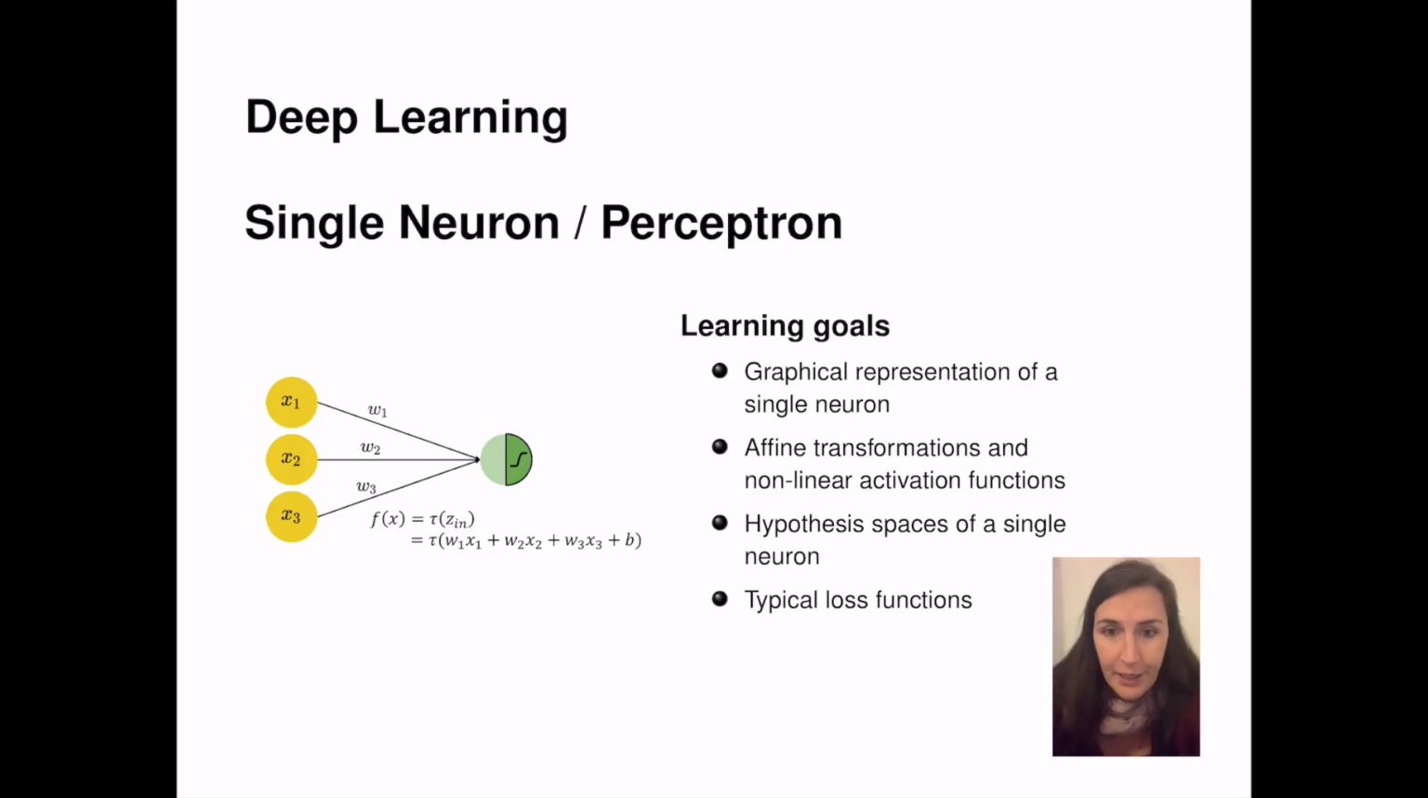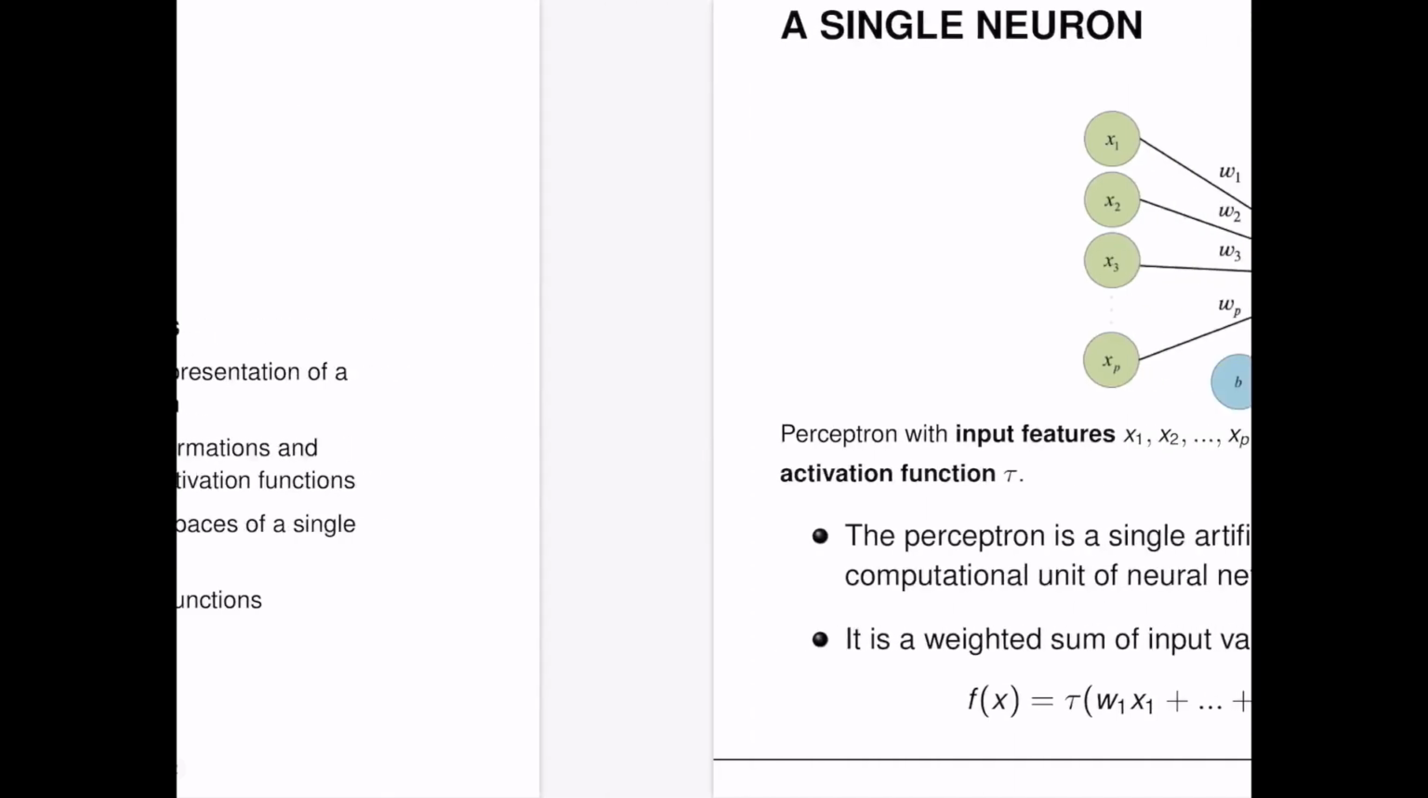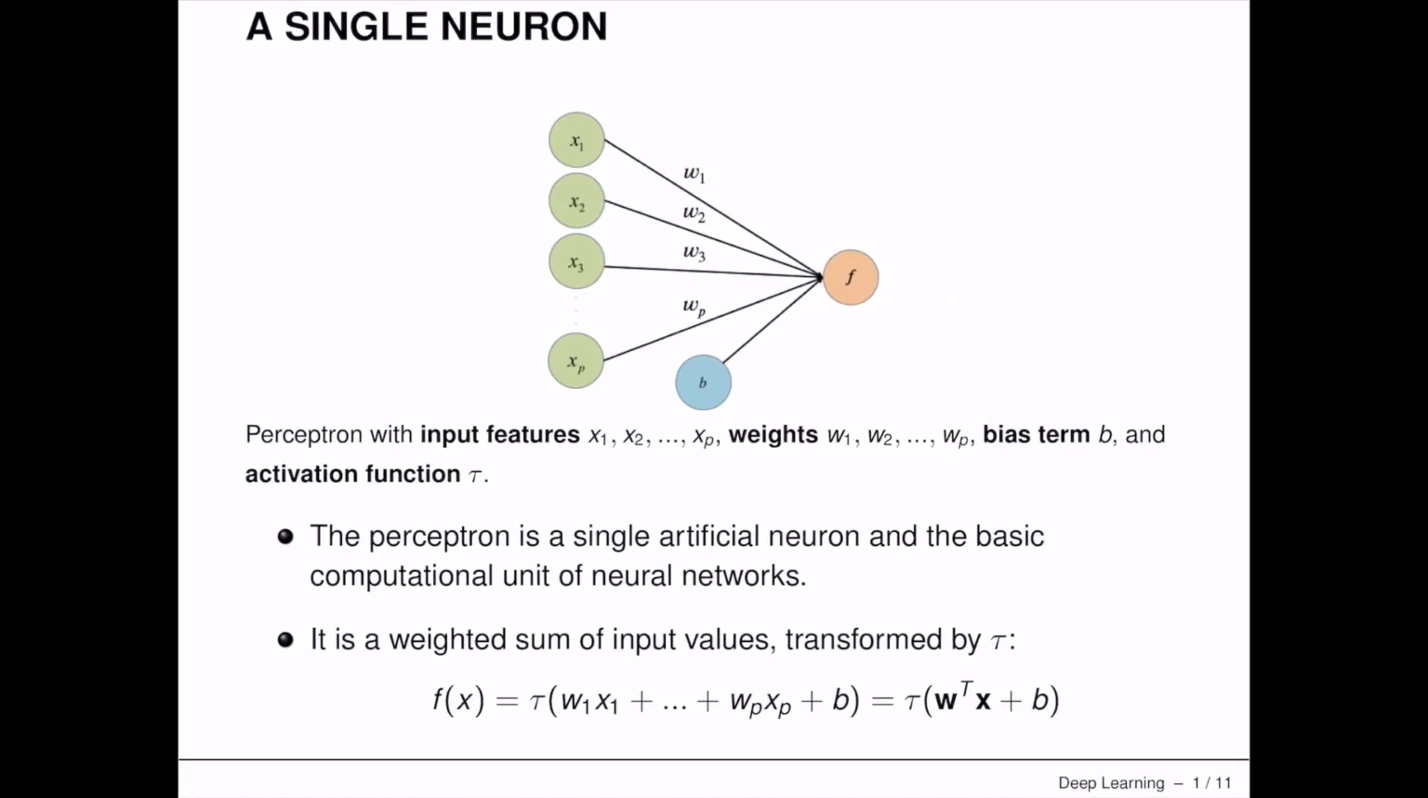Hello, in this lecture I will explain what a single neuron, also known as perceptron, is. At first we will see what the graphical representation of a single neuron looks like. Then we will understand that an artificial neuron corresponds to affine linear. An artificial neuron, also known as perceptron, is the basic computational unit of artificial neural networks.